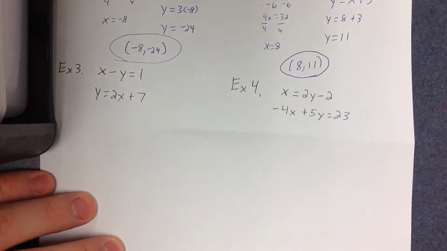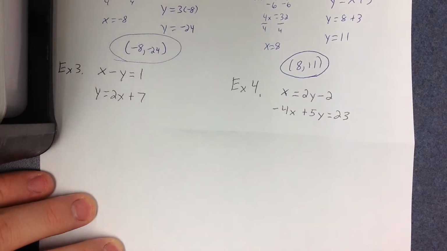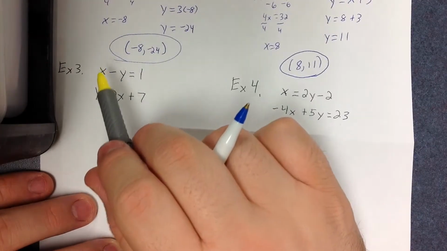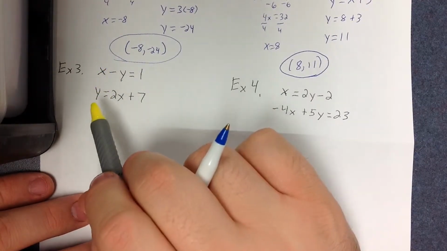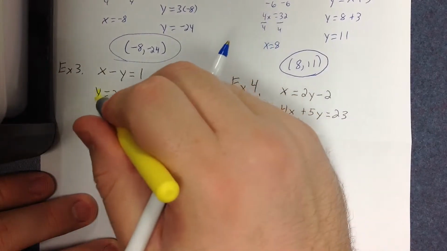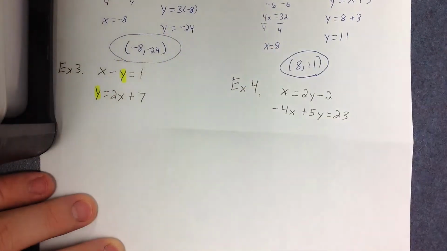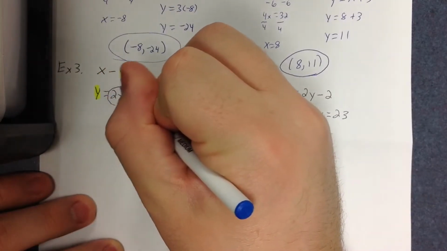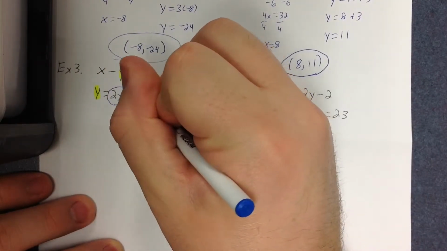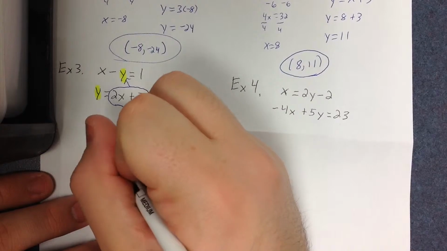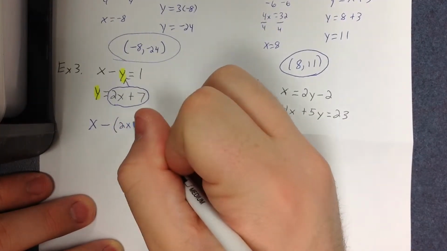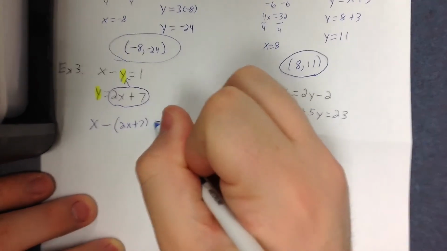Okay, example 3, x minus y equals 1 and y equals 2x plus 7. Now, the y is by itself. It doesn't matter if the equation is on top or bottom. You look for the variable that's by itself. So the y is by itself, so that's what I want to replace in the other equation. So I'm going to replace the y with 2x plus 7. So I've got x minus 2x plus 7 equals 1.